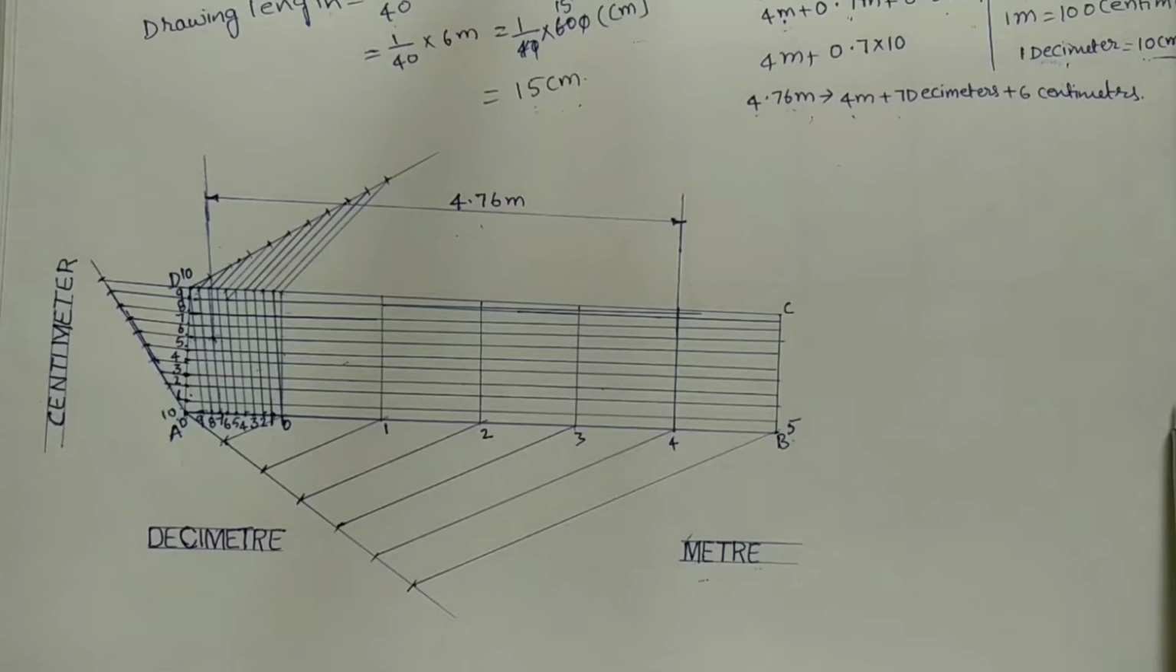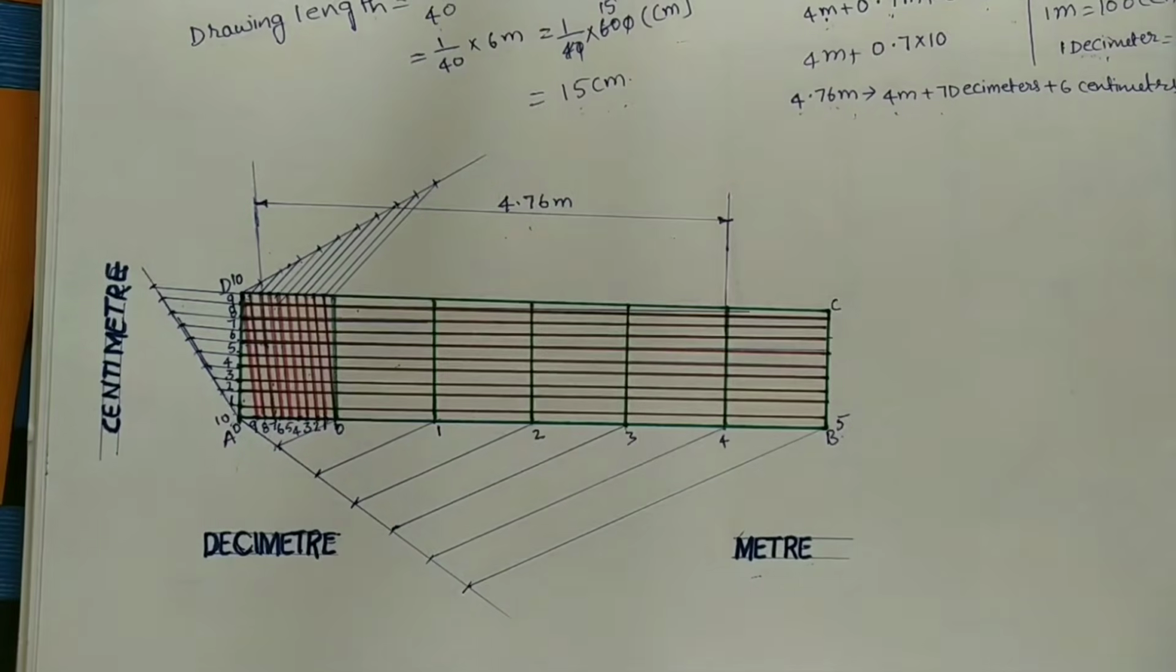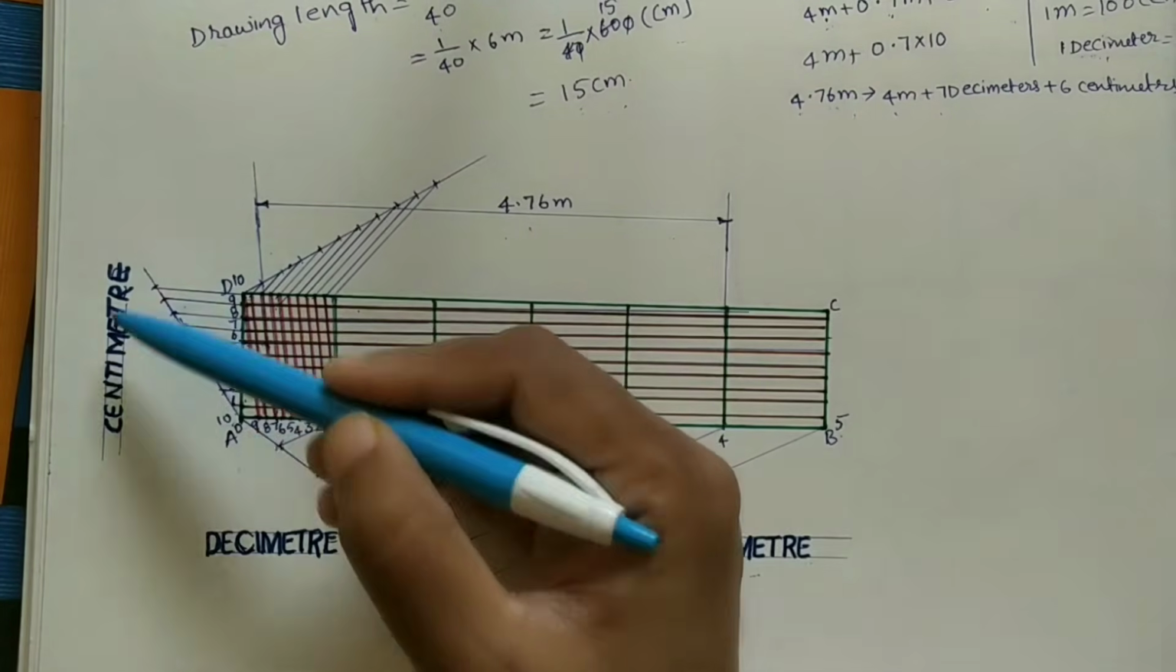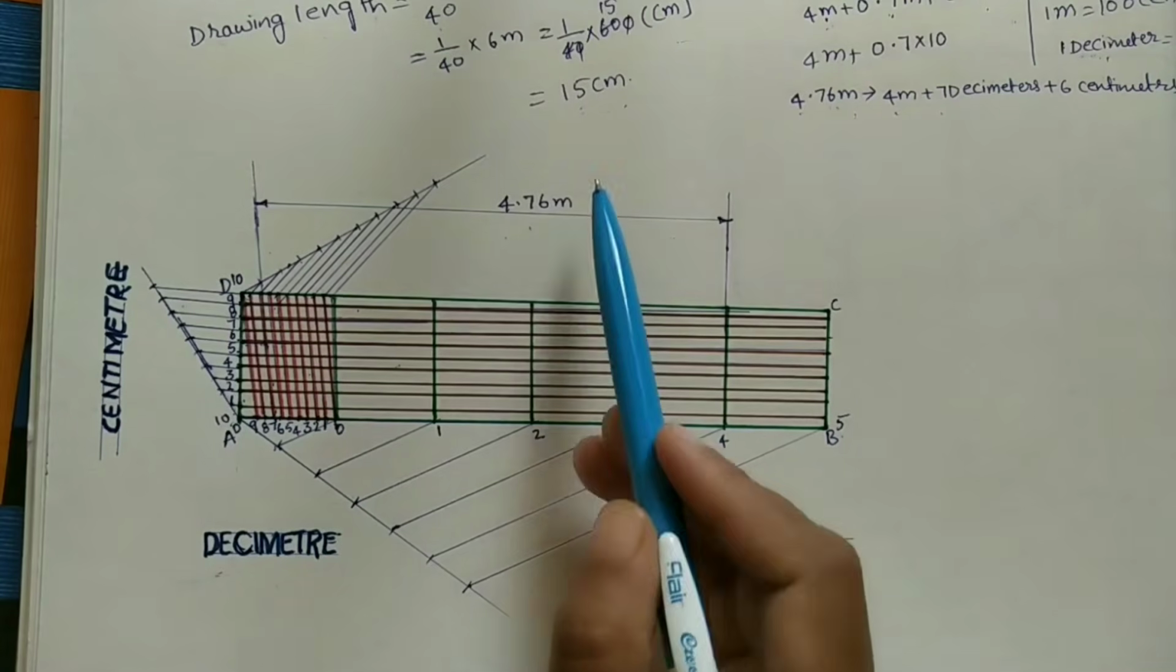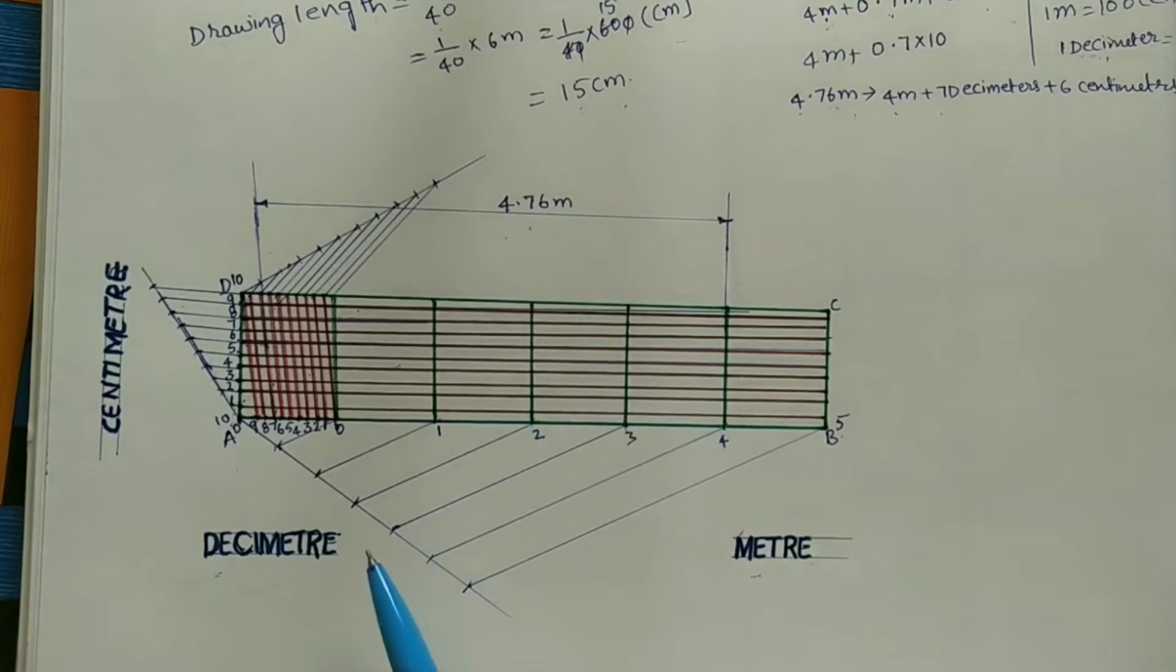So this scale is called a diagonal scale. Here this is our scale. It will measure meters this side. Draw parallel lines and write down here meters, and this scale will measure decimeters. Here also draw parallel lines and write decimeter in capital letters. This scale will measure the centimeters. Always mark the dimension at the middle of the dimension line.